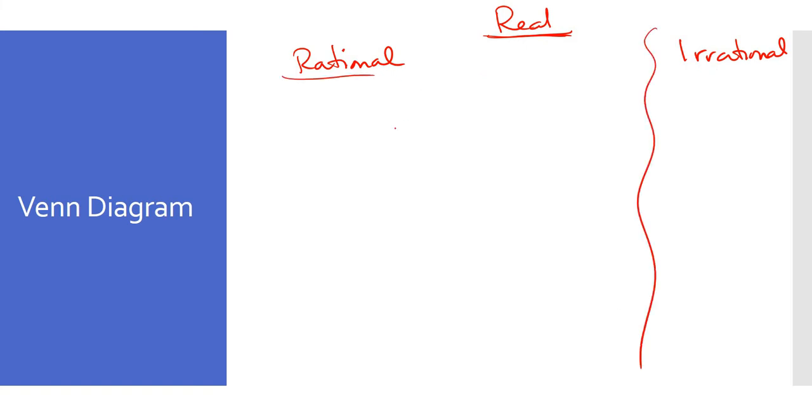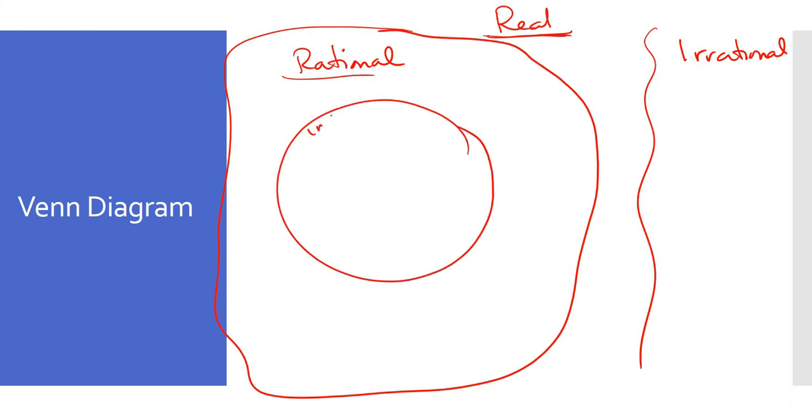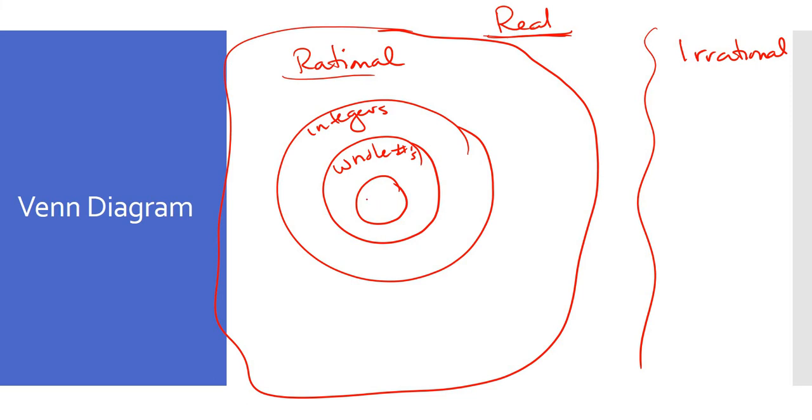In the rational number set, we have some subcategories. There are all the rational values, everything that can be written as a ratio. Inside that are our integers. Inside the integers are the whole numbers. And the smallest subcategory inside whole numbers are the natural numbers. So some numbers can be in more than one category. So let's look at a few.